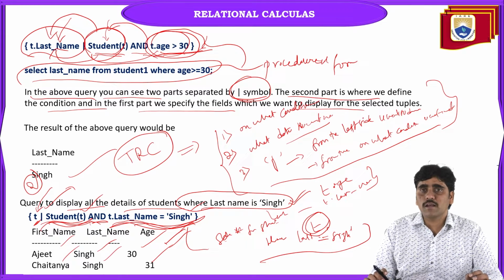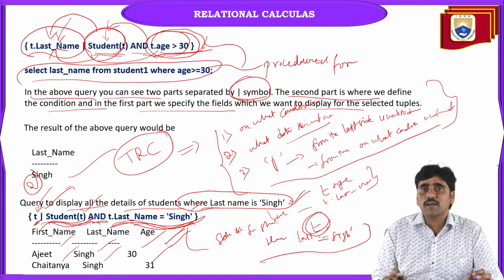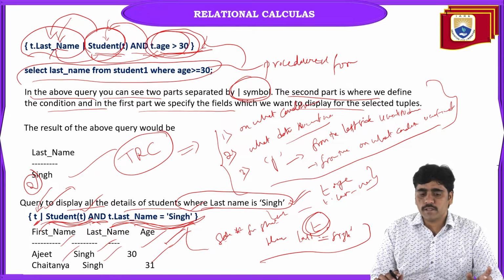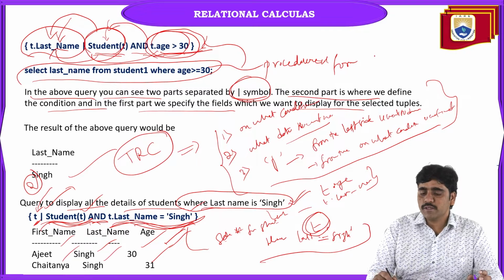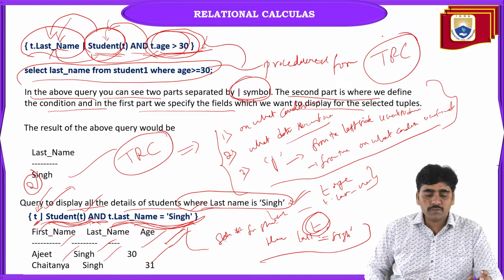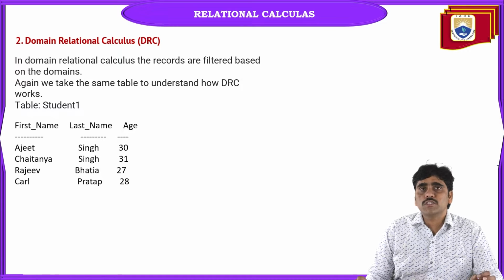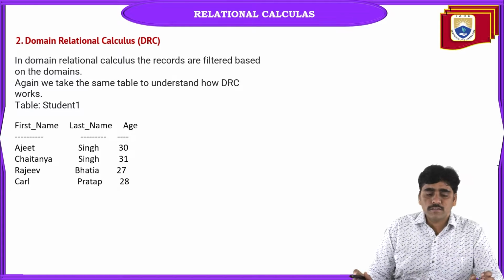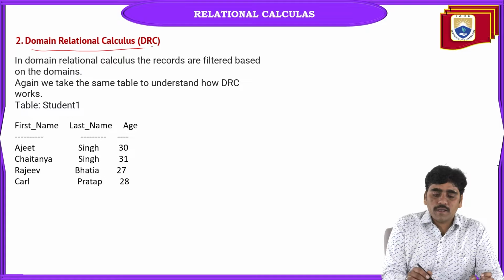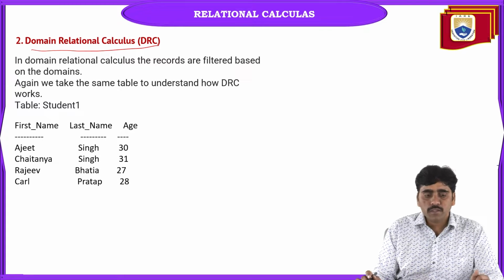You can apply that to relational queries as well as non-procedural queries. So if you understand this relational query, then you can easily write this non-procedural query. So this is the way you can understand TRC, tuple relational calculus. And the next one is what? The second one is domain relational calculus.